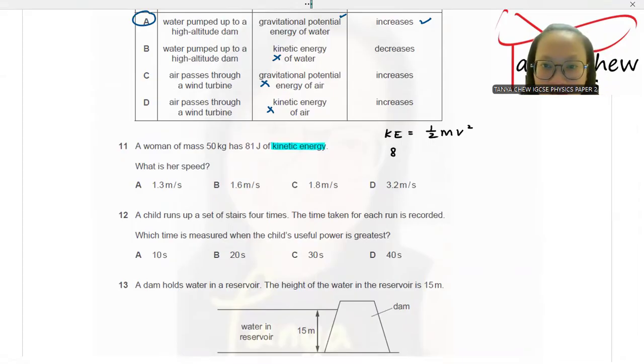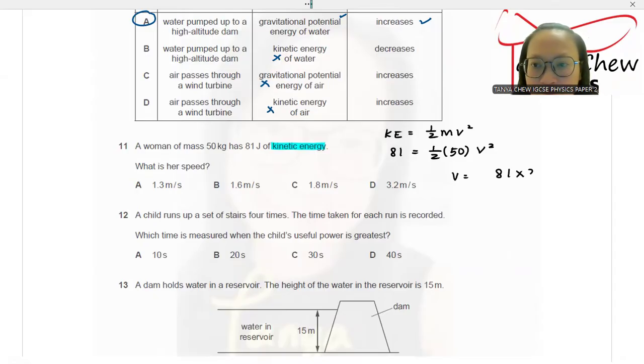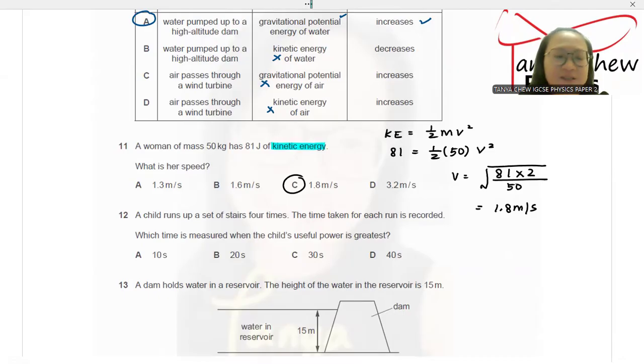KE is given as 81 joules, half, mass is 50, and speed squared. Remember, this is speed squared, so you have to find the speed, not speed squared. So it is equal to 81 times 2 divided by 50, and you square root the answer. So your answer should be 1.8 meter per second. C is the answer.